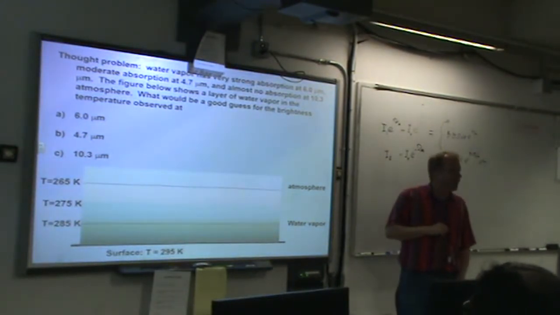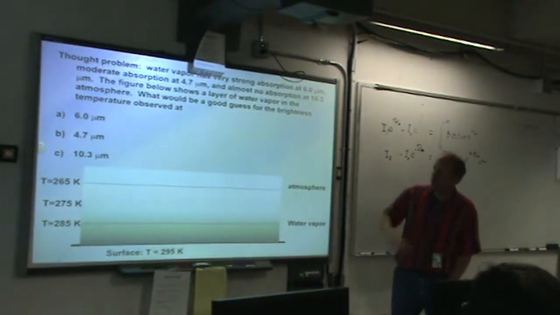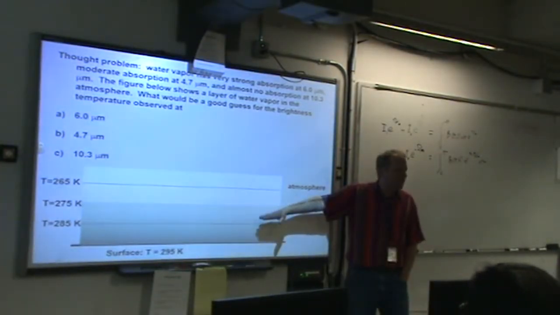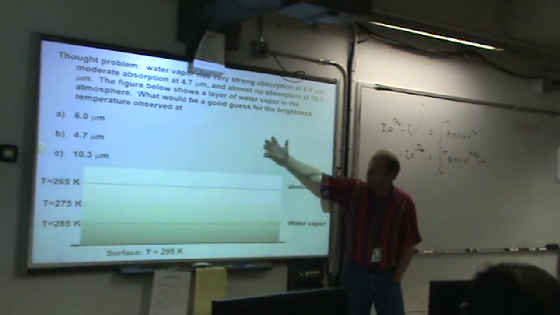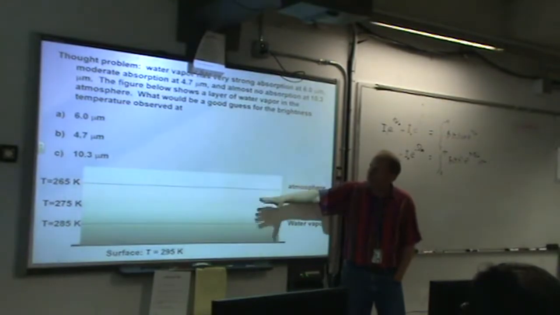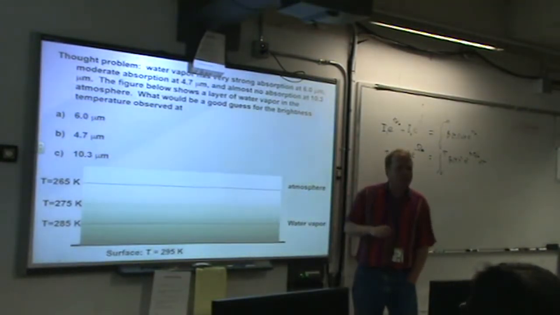And 4.7 was 275. 4.7 would be about 275. It's moderately absorbed. So from here, a lot of the stuff from 275 will get out. We're going to have a mix of this and a mix of that. It's going to average to about 275. And when you are in the bottom, there is less absorption, but more emission.